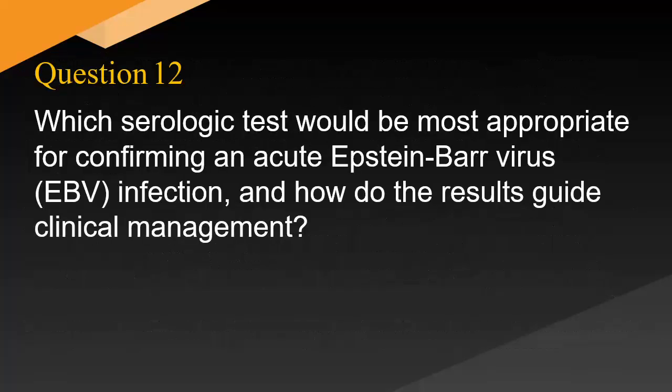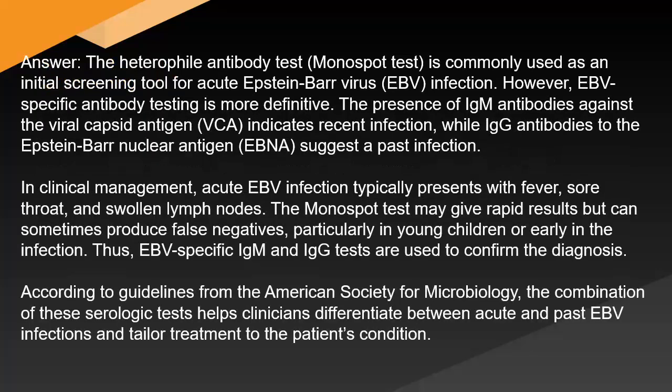Which serologic test would be most appropriate for confirming an acute Epstein-Barr virus (EBV) infection, and how do the results guide clinical management? Answer. The heterophile antibody test, the monospot test, is commonly used as an initial screening tool for acute Epstein-Barr virus (EBV) infection. However, EBV-specific antibody testing is more definitive. The presence of IgM antibodies against the viral capsid antigen (VCA) indicates recent infection, while IgG antibodies to the Epstein-Barr nuclear antigen (EBNA) suggest a past infection.